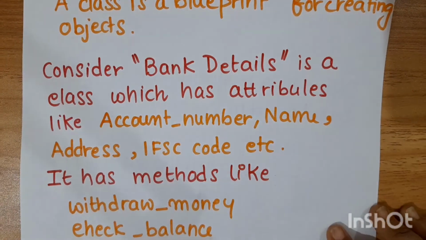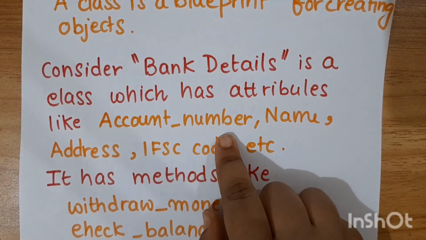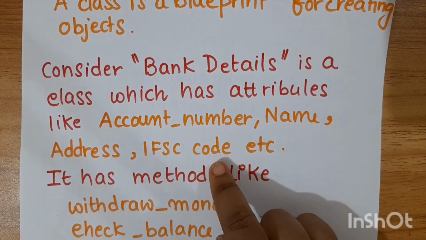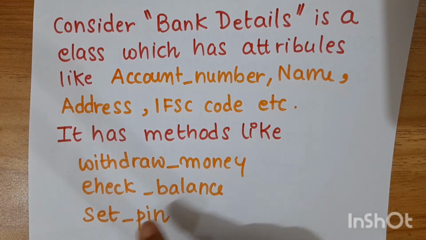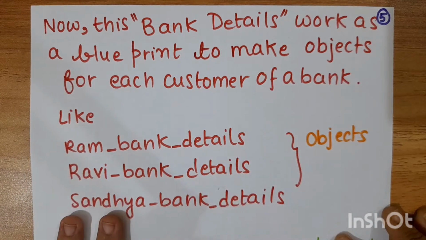Consider a bank detail is a class which has the attributes like account number, name, address, IFSC code. It has methods like withdraw money, check balance, set PIN. Now this bank detail works as a blueprint to make objects for each customer of a bank. Means n number of customers are there for a particular bank, and they all will have their own bank details, their own account number, their own IFSC code, their own account balance. Everything will be specific to each customer.